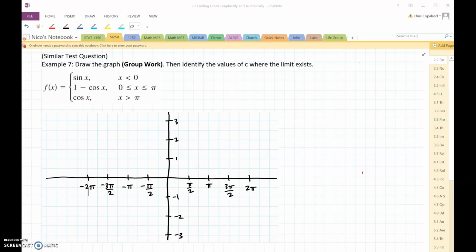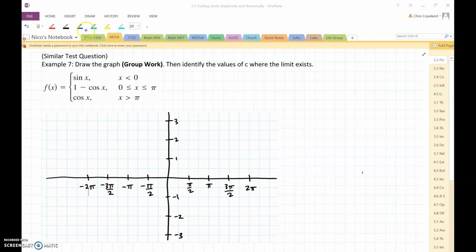Alright, example 7. Again, this will be a similar test question for test 1. And what usually gets most people on this problem is the graphing part. So I'm going to go through how to graph this piecewise function, and then we're going to identify the c values where the limit exists.